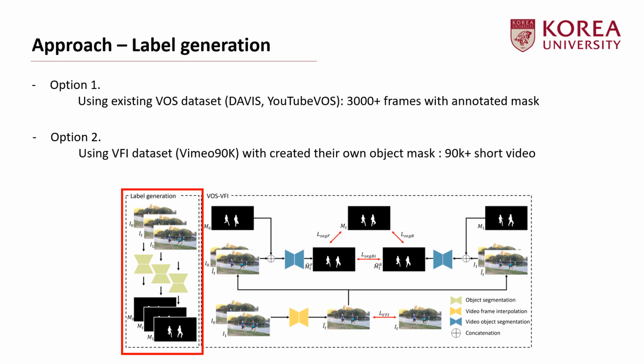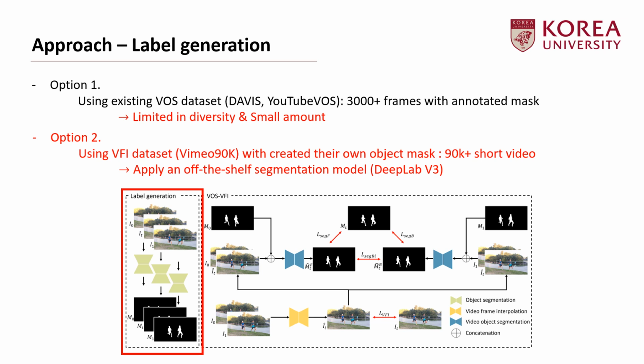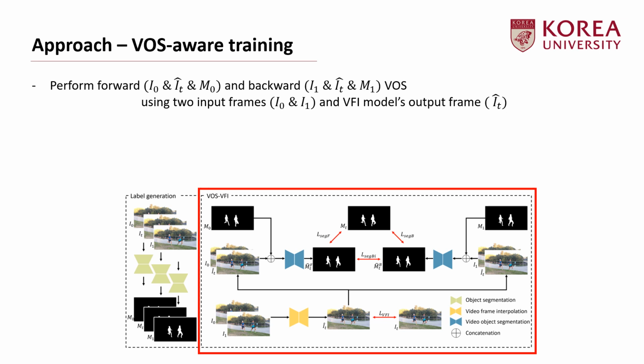However, VFI benchmark datasets only provide RGB frames, so we either utilize VOS benchmark datasets or generate annotated masks from VFI datasets. Since VOS datasets have relatively limited diversity, we use an off-the-shelf object segmentation model, DeepLab v3, to create annotated masks for training. Then, we use the input frames and the output frame generated by the VFI model to perform VOS in both forward and backward directions.